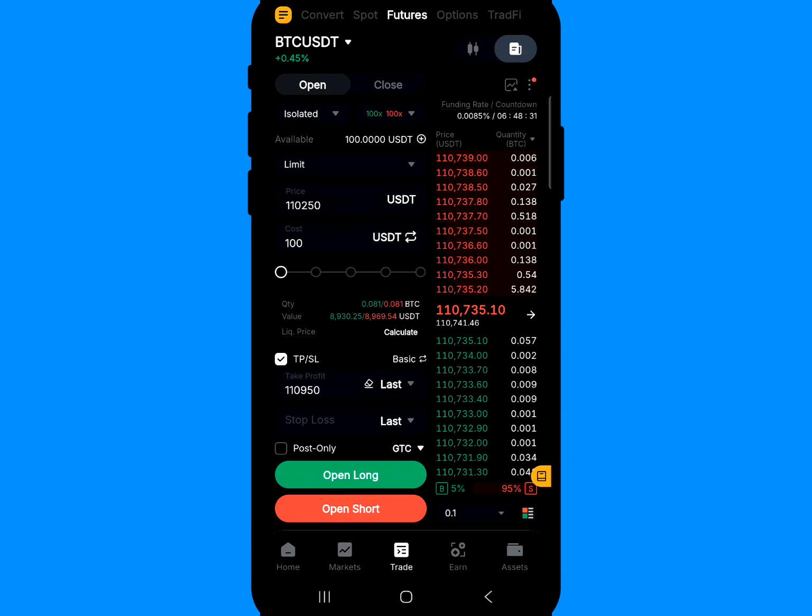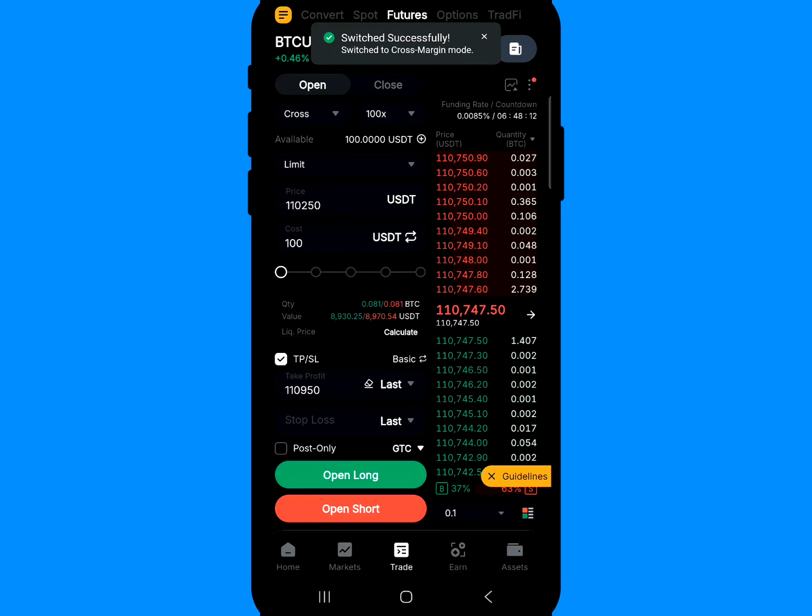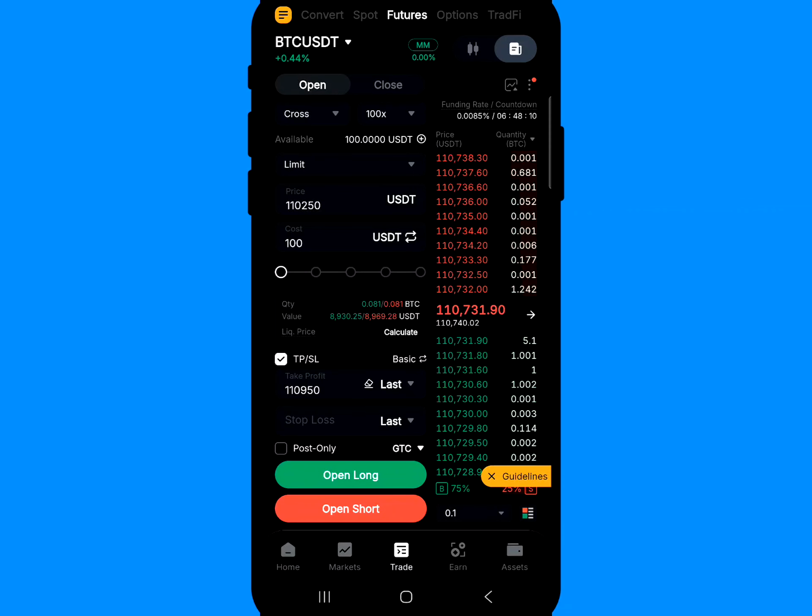I use $10 out of my $100 capital to trade. So if the trade goes against me, I will lose just $10. I will not lose the entire $100 I have. But if it is cross margin, let me click on cross margin. Cross margin means I'm risking, if I didn't use stop loss on my account, that if the trade goes against me, I can lose all my $100 capital. If I didn't use stop loss, I can lose the money.